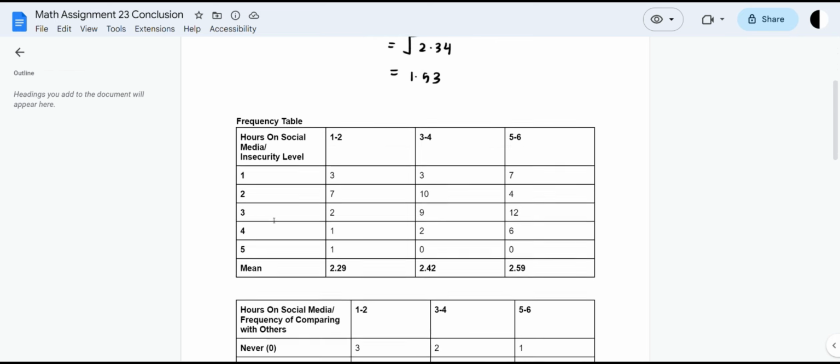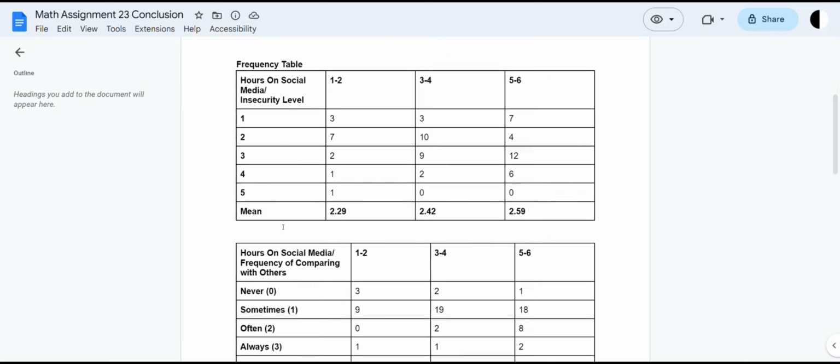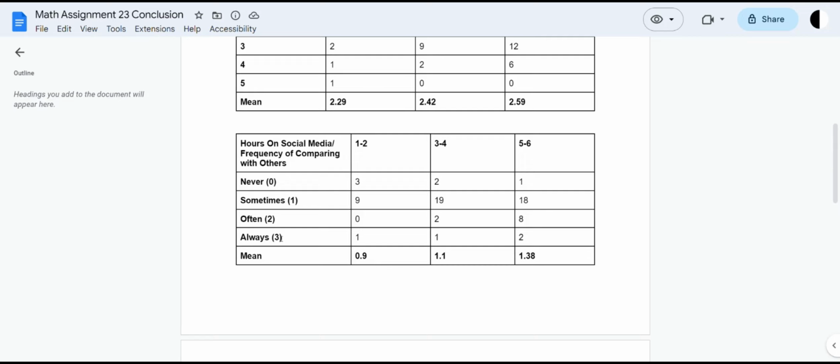So to conclude our findings, I've made two tables. The first one shows the relationship between hours on social media and insecurity level. So generally, the higher the hours spent on social media per day, the higher the level of insecurity. And on the second table, we can see that the higher the hours on social media, the more likely someone is to compare themselves with others.